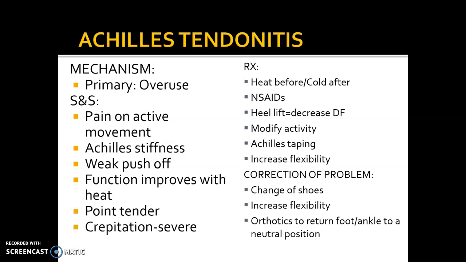We're going to have to modify activity, so less reps, less distances, slower running, whatever that athlete is doing. We can do an Achilles tendon tape job, which is going to help provide support for that tendon. And then, of course, increasing flexibility is really, really big, making sure the calf is always loose and stretched out. To correct the problem, changing shoes if we need to, again, increasing flexibility, and then we can use orthotics if we need to return the foot to a neutral position.